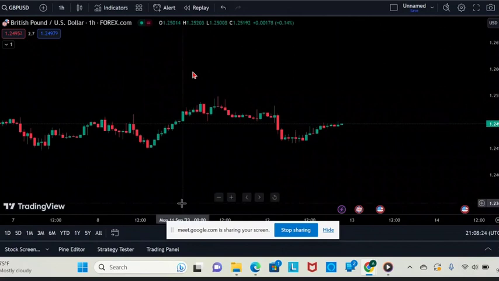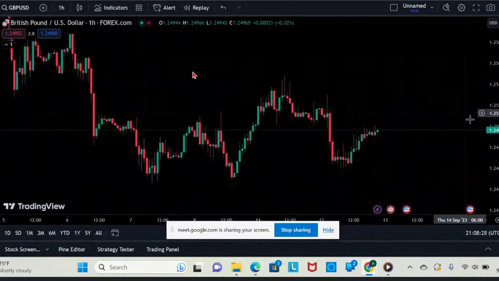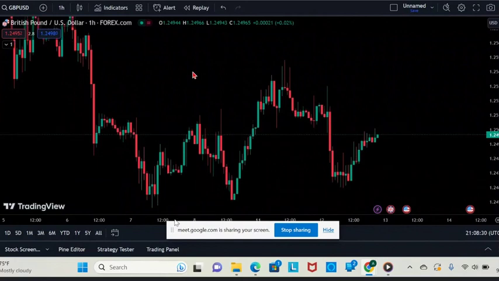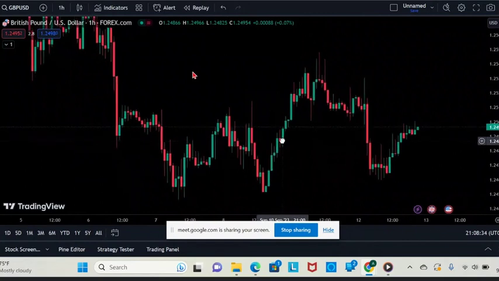Okay, now scale up. Make it look like pencils, and then zoom out and scale out. Okay, right there.